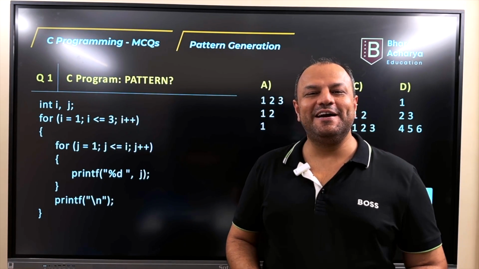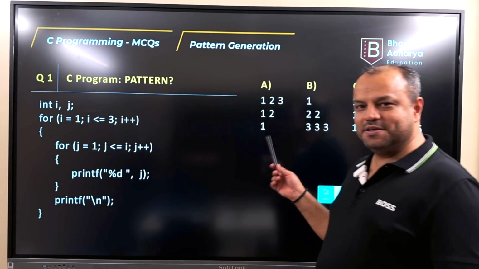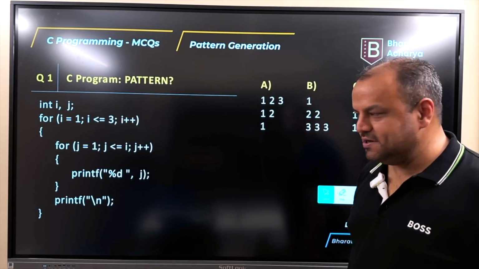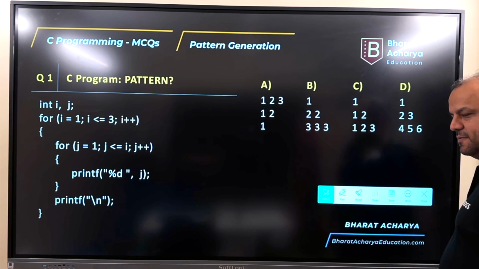After aptitude comes the technical test. That's what tests your skills. So this is the kind of question you get in the technical test. They've given you this nested for loop. Immediately you look at this and understand it's a pattern generation question. These are the four possible patterns.